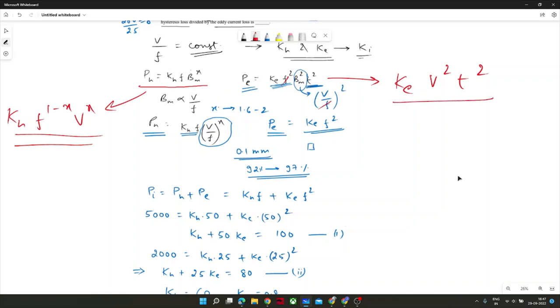So hysteresis loss depends on both supply voltage and frequency, but eddy current iron loss depends on this frequency and voltage, mainly on flux and your resistance of that flux. So hysteresis loss is a function of your flux and frequency, but eddy current loss is a function of your flux density, frequency, as well as the lamination thickness.